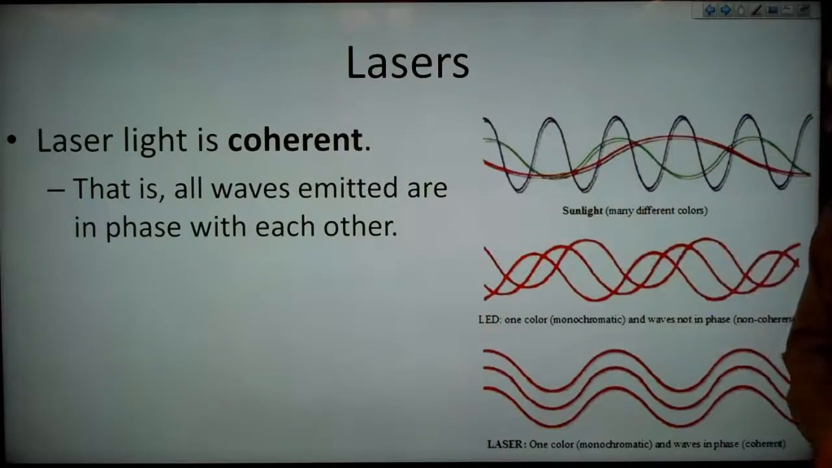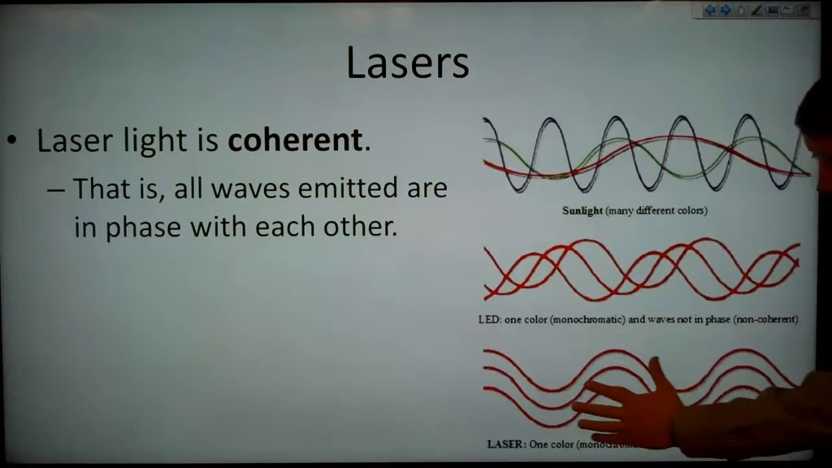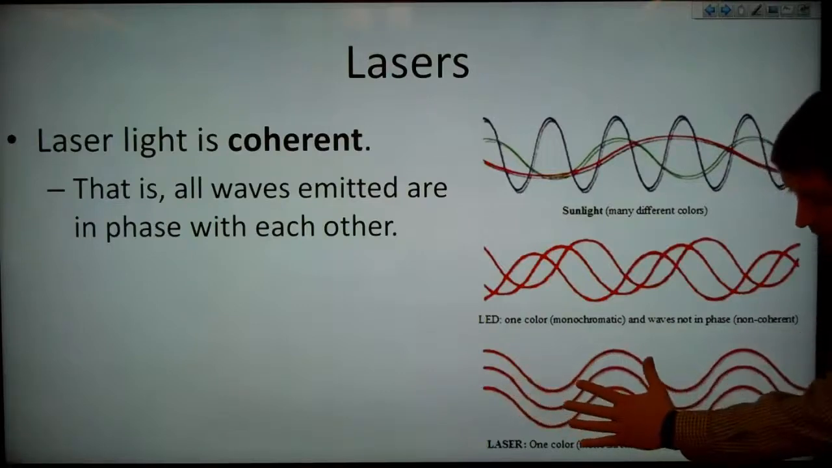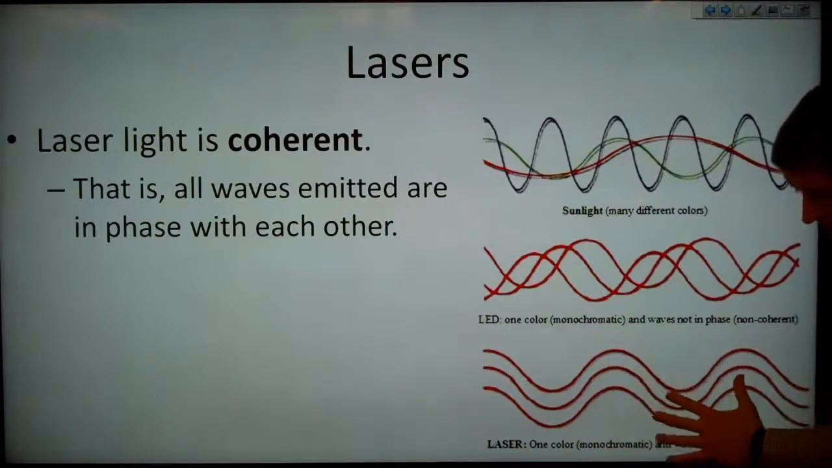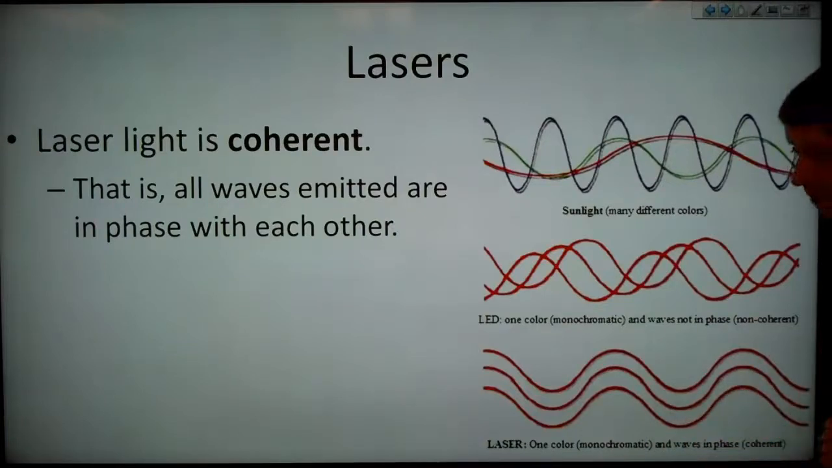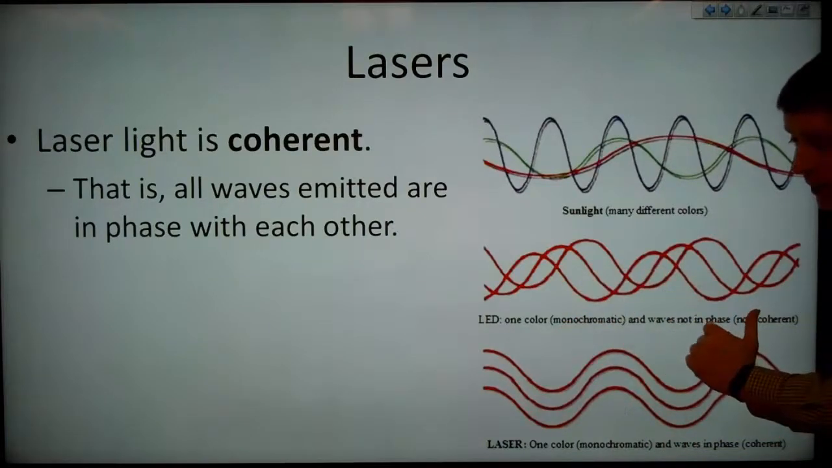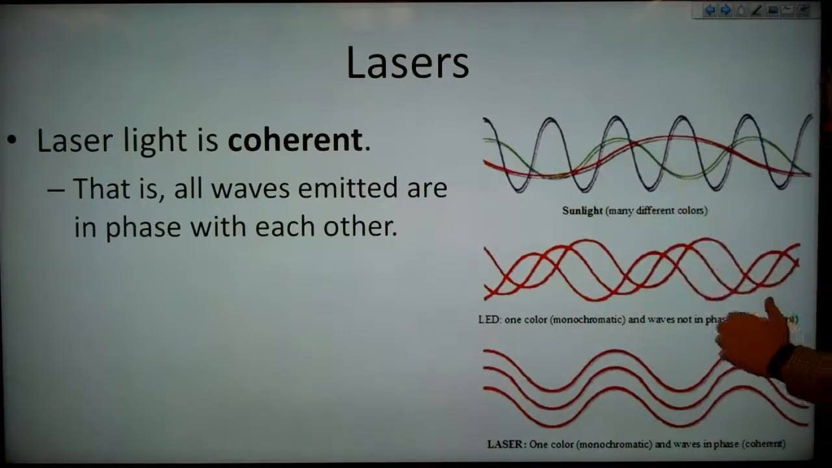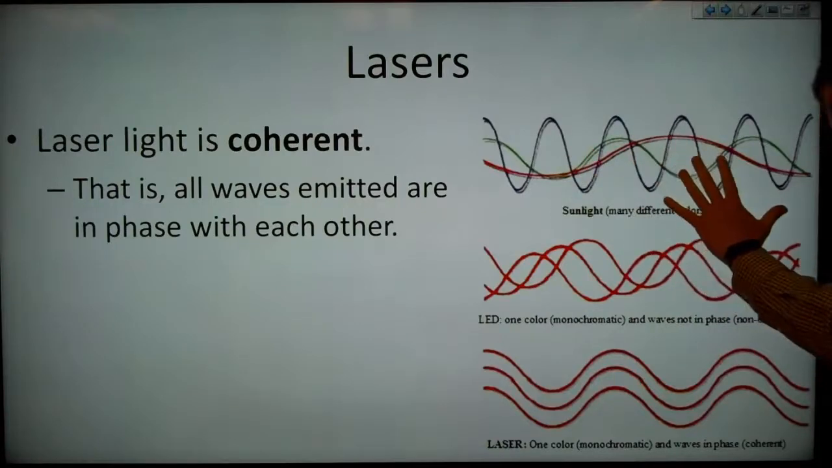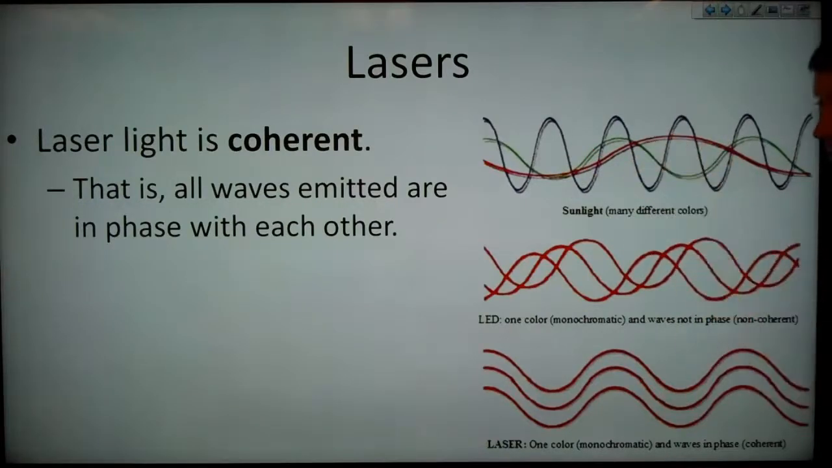Laser light is also coherent. That is, all waves emitted are in phase with each other. So with laser light, if we have 3 photons, 3 waves, those waves are all going to be oscillating in the same direction at the same time. If we have something like an LED, that light is not coherent. Those waves are out of phase. And if we have something like sunlight, then we have lots of different waves with different wavelengths. Those are also not in phase.